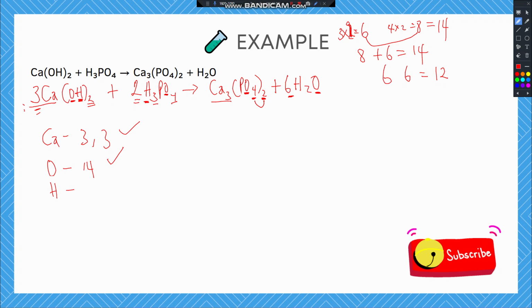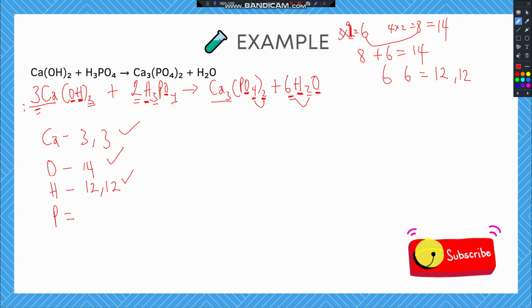On the right hand side, you can see we have one atom of hydrogen over here, having a subscript of 2 and a coefficient of 6. That gives us 6 times 2, which is 12. So we have hydrogen, which is 12 on the left and 12 on the right. Hydrogen is also balanced. And then finally, we have phosphorus, P.